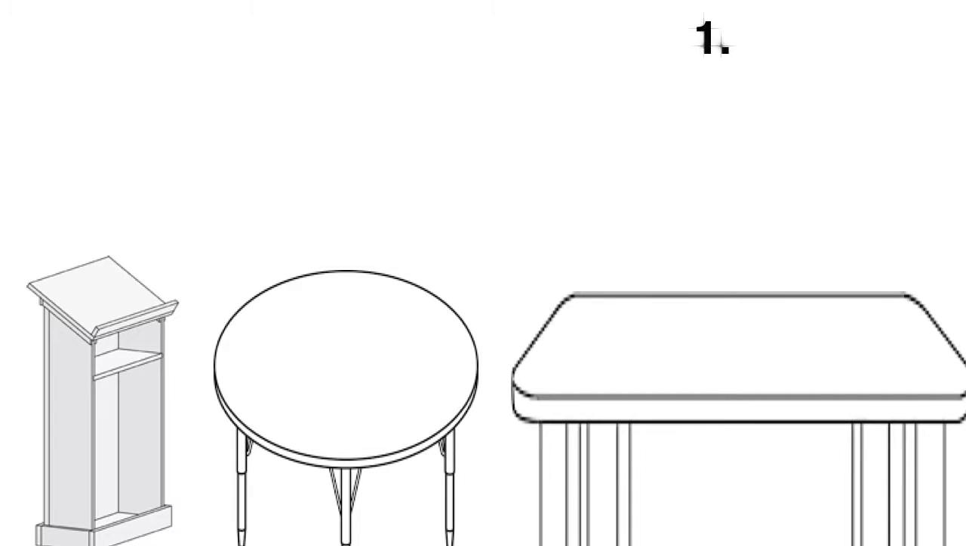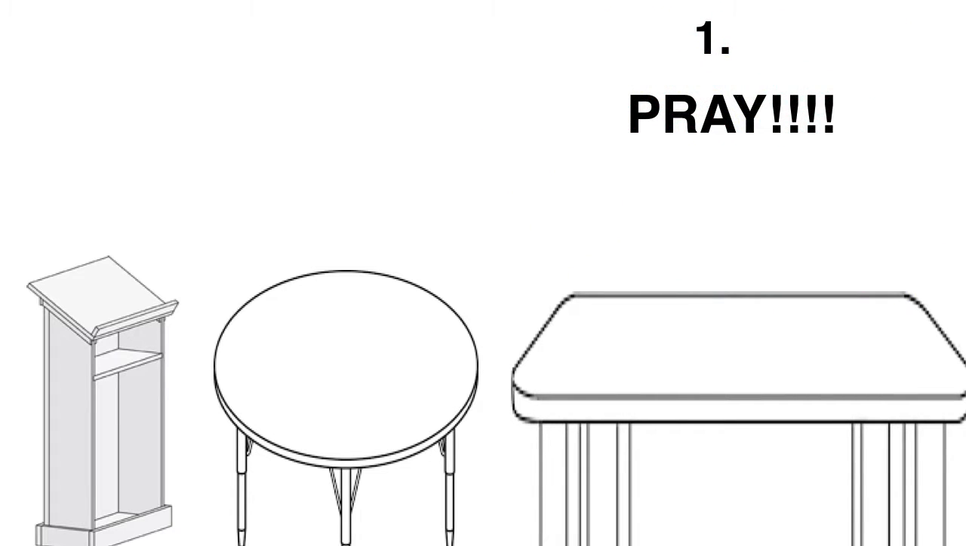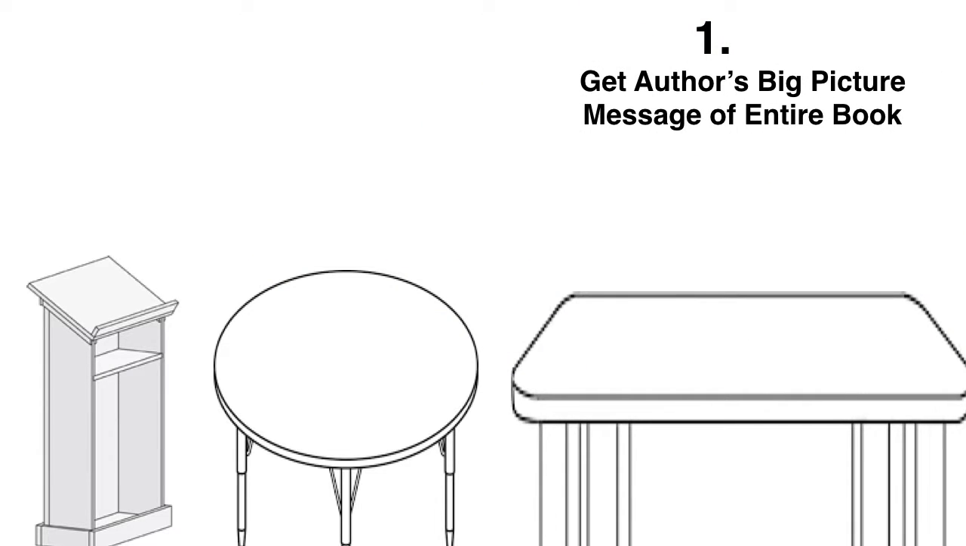First step, of course, is you pray, and you don't stop praying. But really this first big table is a wide table because in this first step, which has several parts, you're going to get the author's big picture or message of the entire book. You're going to do this probably the first 2 days of the week. Here's how you're going to do it.